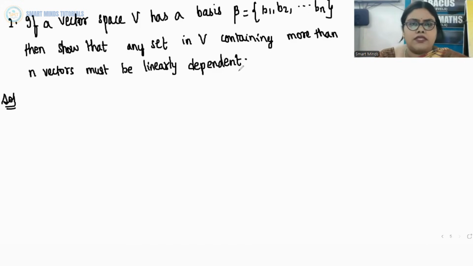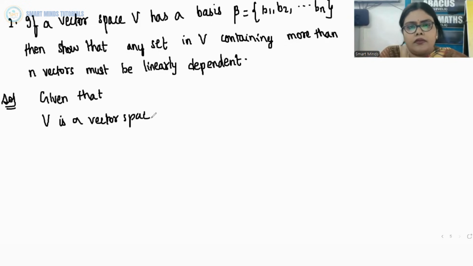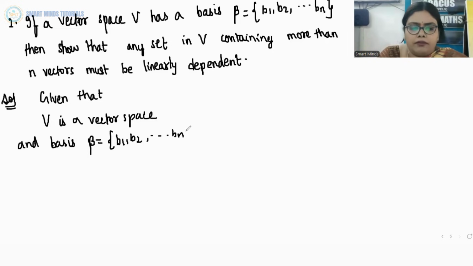Now let us take the next LAQ. If a vector space V has a basis beta equals to B1, B2, so on up to Bn, then show that any set in V containing more than n vectors must be linearly dependent. So first let us see what is given to us. So given that V is a vector space. And what is the basis given? Basis beta is equal to B1, B2, so on up to Bn.